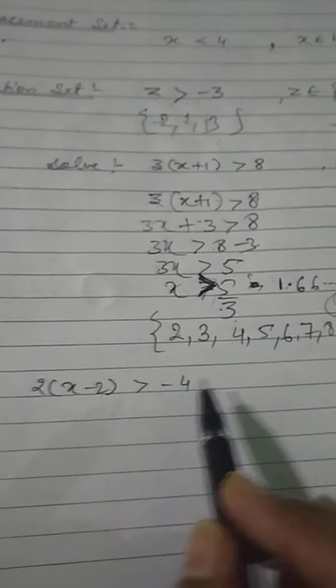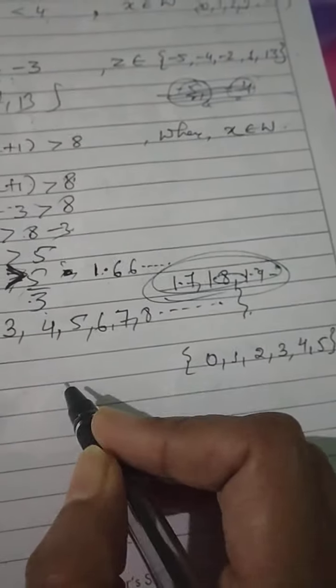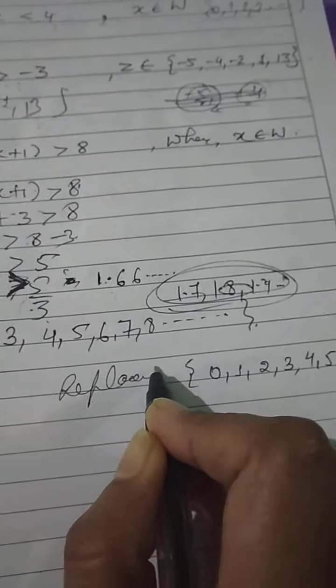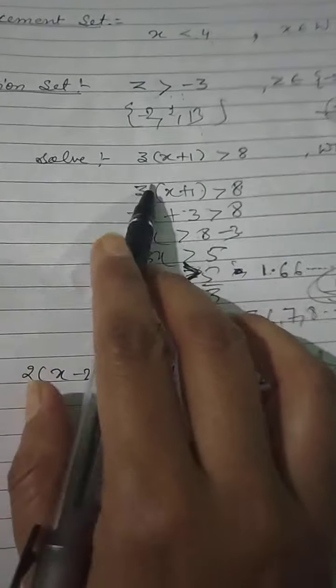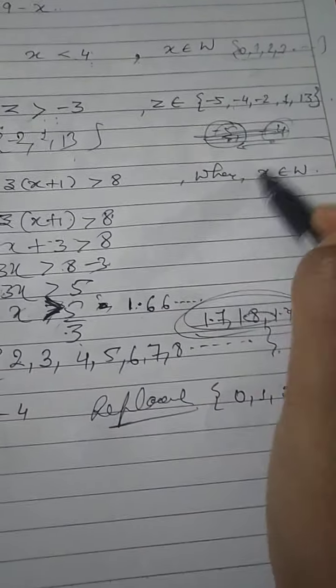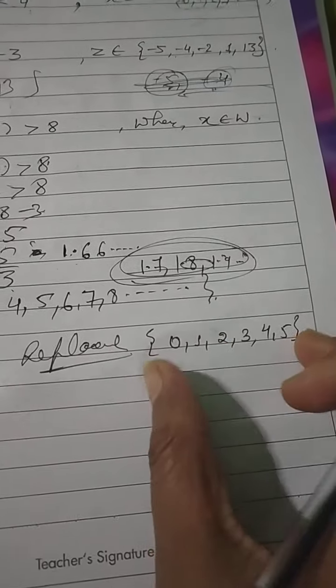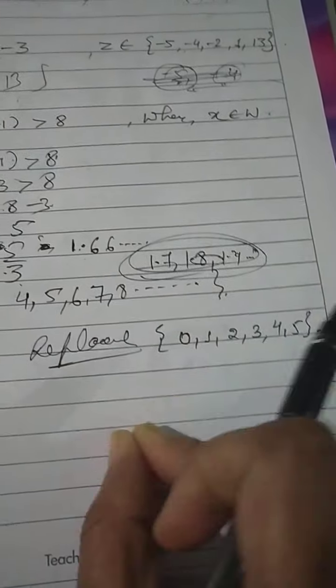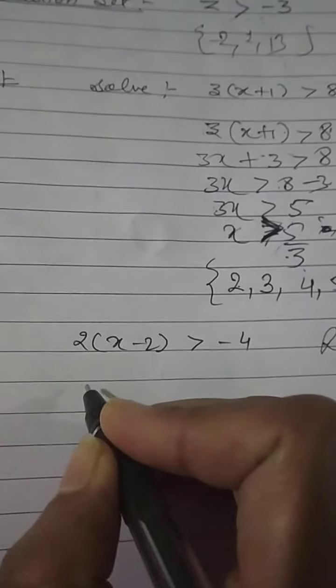Now let us understand one more example. Suppose in some questions a replacement set will be given. This is the replacement set. In the previous question the replacement set was not given, you had to solve only. The replacement set was the whole numbers, meaning you had to select from all the whole numbers. But in some questions a set will be given and you have to select the solution from it. How? Let us see. It is very easy.